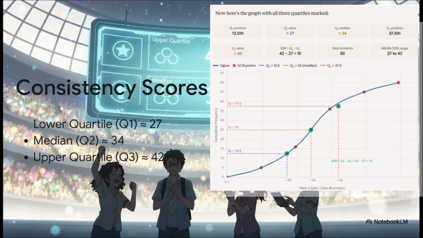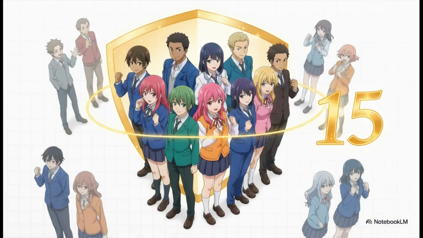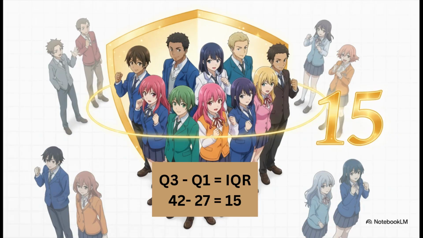The lower quartile is approximately 27 marks, our median is right around 34 marks, and the upper quartile is about 42 marks. Each one of those is another point on the board. We're racking them up. Next up is the interquartile range, or IQR. To find it, we just subtract the lower quartile from the upper quartile. So 42 minus 27 gives us 15.